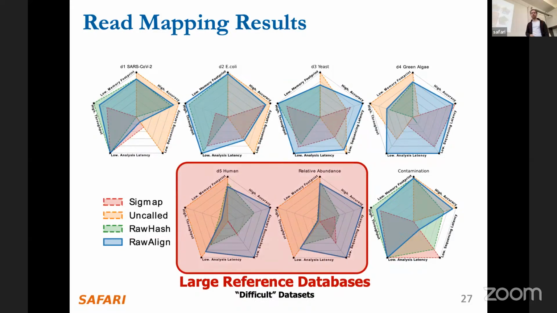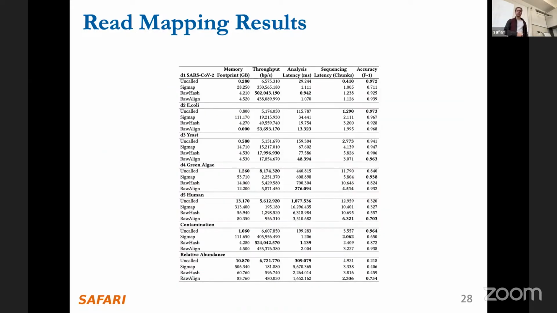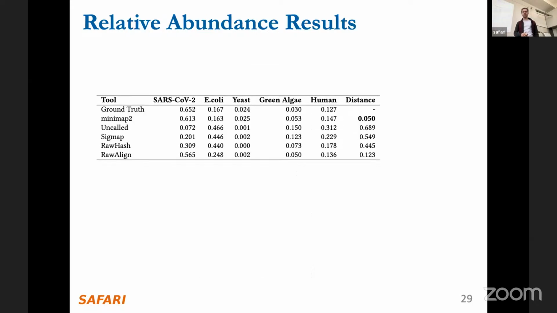Especially on these difficult data sets, we observe that RawAlign is the only tool that has really high accuracy. In particular, compared to RawHash, which was the only other tool that can deal with these large data sets somewhat reasonably, we significantly improved accuracy. Right? We have almost doubled the F1 score. Of course, we report all of these results as raw numbers, but I think we don't need to do this to ourselves here.